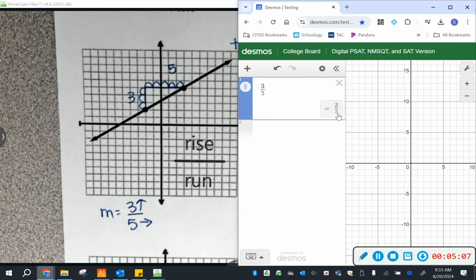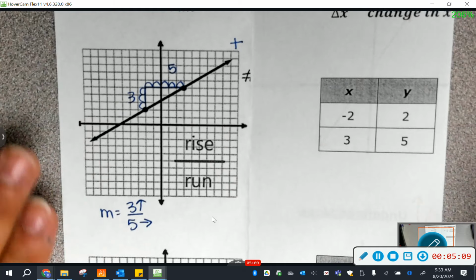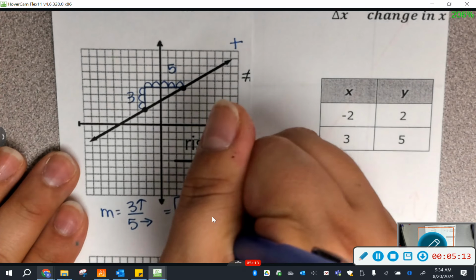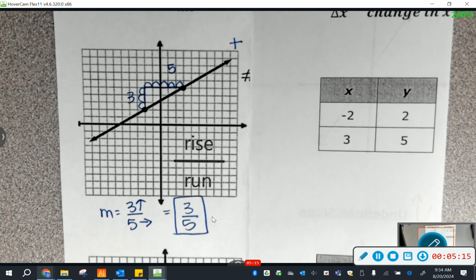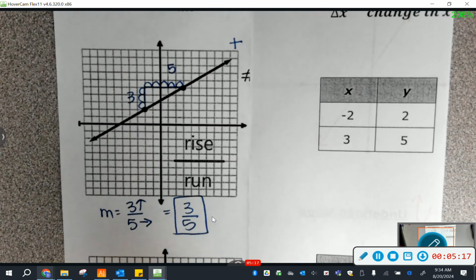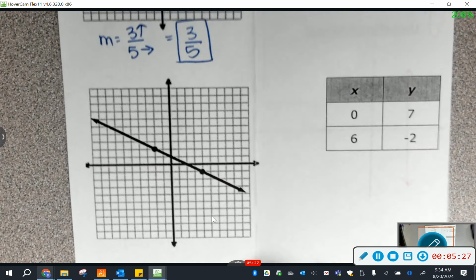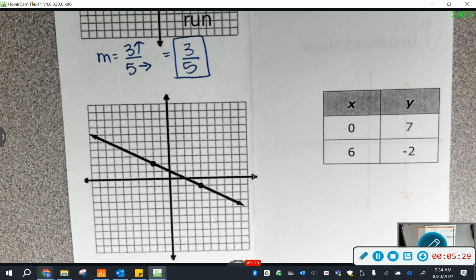What do we get as our answer? It's just 3 over 5. It doesn't reduce. Should this be a positive 3 over 5 or a negative 3 over 5? Positive, because we said it was a positive answer. Perfect. And we're done with that question. Do I have any questions? I want you to do the next one on your own. Go. Does anybody need help working the calculator?